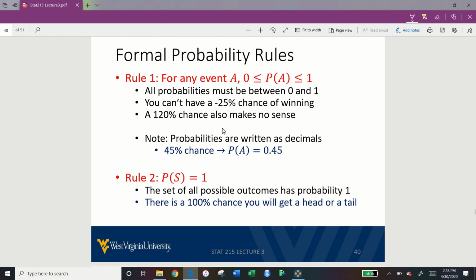Next rule, Rule 2, that I brought up already, is the probability of our sample space equals 1, meaning the set of all possible outcomes has the probability of 1. Meaning, if we are flipping a coin, there is a 100% chance you will get a head or a tail.